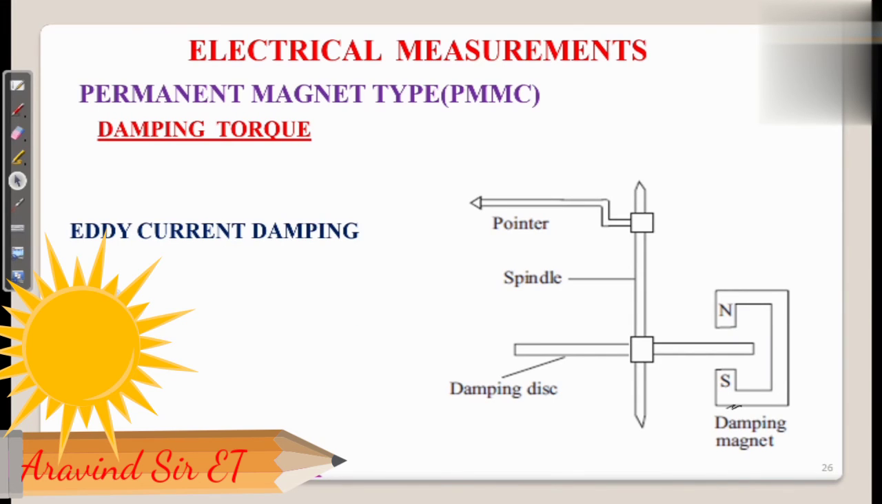Next, coming to the damping torque. Damping torque is very very important. Most of the competitive exams will ask what type of damping method we are using in the permanent magnet moving coil. The method is eddy current damping, which is used in the permanent magnet moving coil.